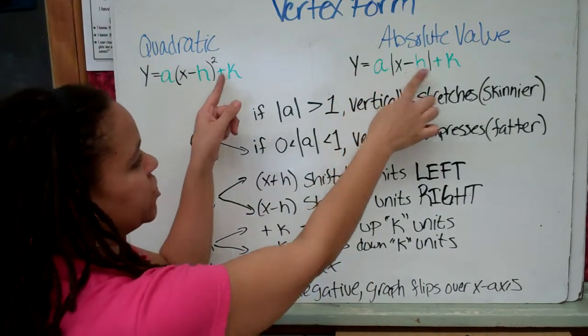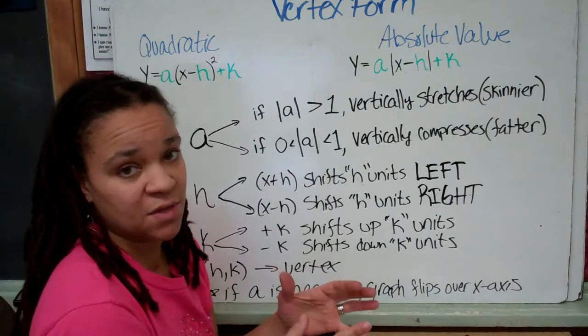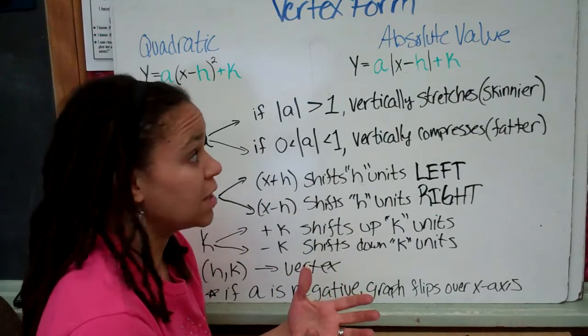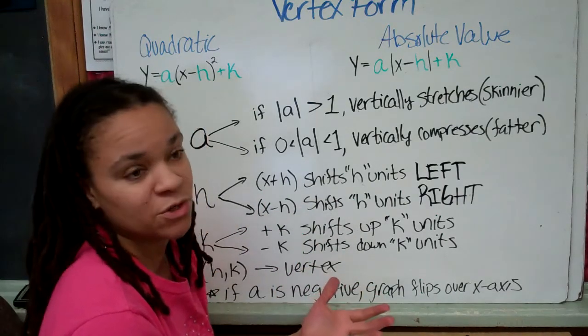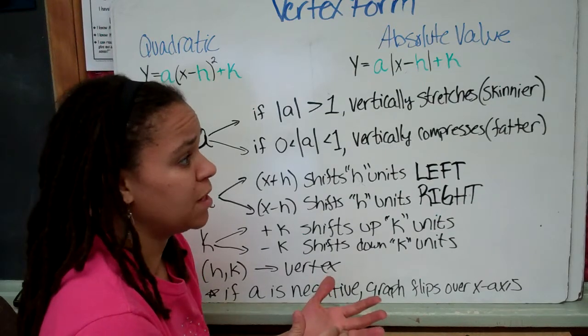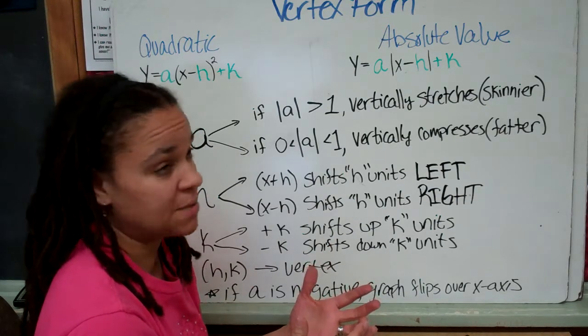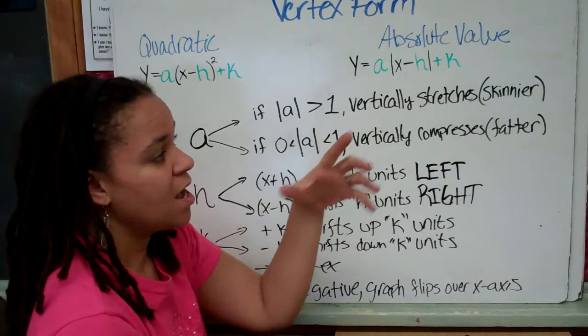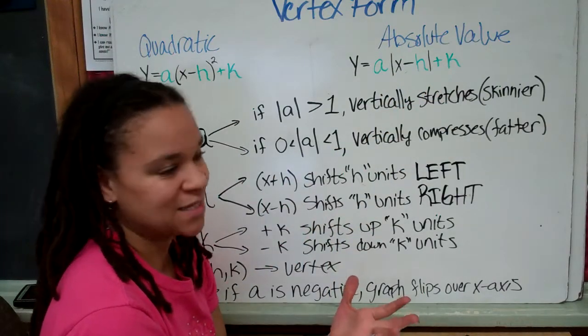The a, the h, and the k do the exact same thing for both functions. And as you'll see later on down the year, all functions that we transform, whether it be cubic or cube roots, they all follow the same thing. They have the a, the h, and the k. And fortunately, they all do the exact same thing.